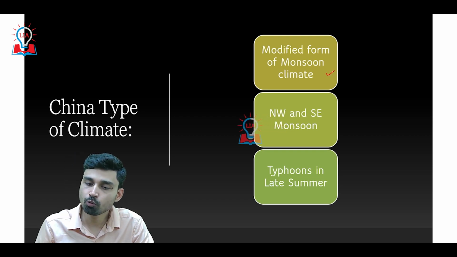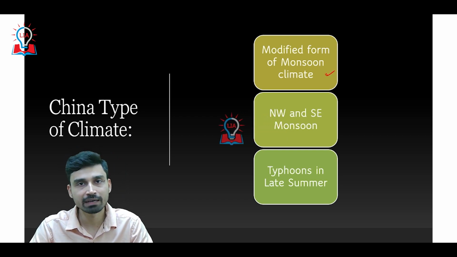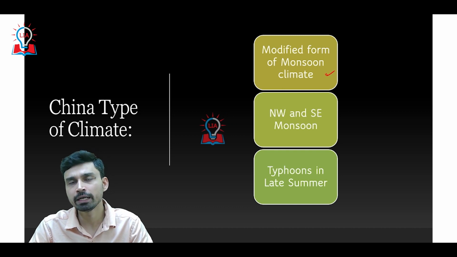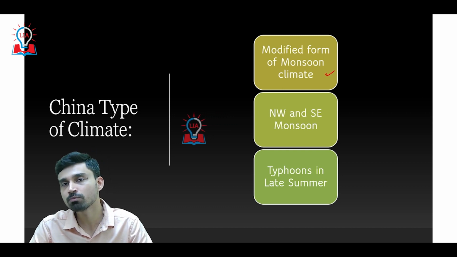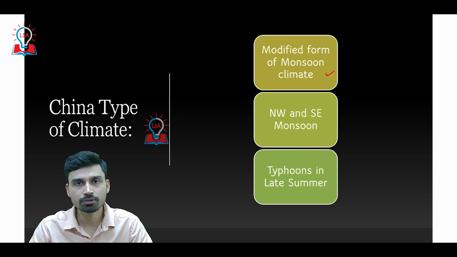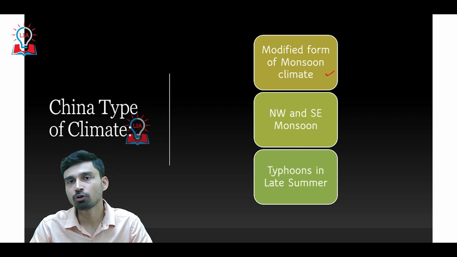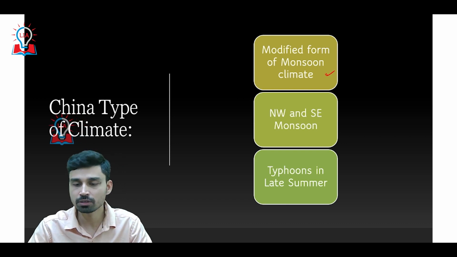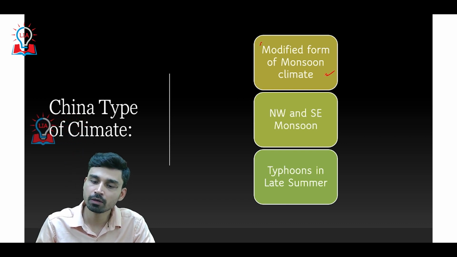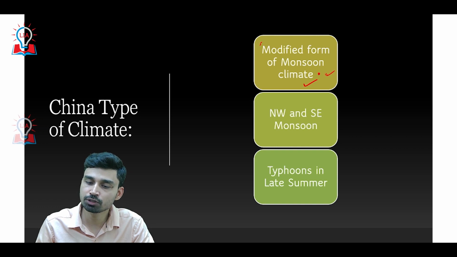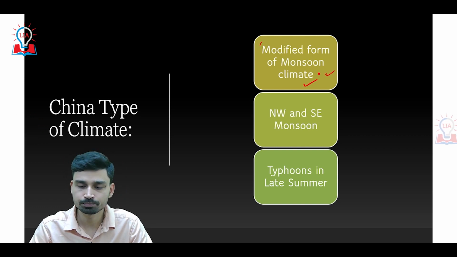So first of all, if we try to understand the China type of climate, this is nothing but a modified form of the monsoon climate that we observe in India. For example, in India, during the summer season the southwest monsoon moves from the Arabian Sea toward the Indian coastline and causes rainfall. While in the winter season, we have the northeast monsoon winds that move from the interior of the Indian landmass toward the sea. That also causes rainfall in the eastern coast of India. A similar kind of reversal of wind movement we see in China as well, which we will discuss right now.